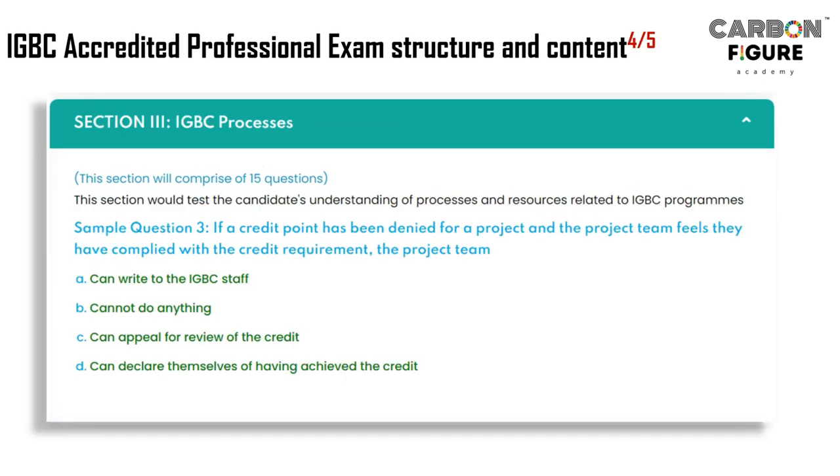Section 3, IGBC related processes, again has 15 questions. This section would test the candidate's understanding of processes and resources related to IGBC programs. Right. So if a credit point has been denied for a project and the project team feels they have complied with the credit requirement, the project team can write to the IGBC staff, cannot do anything, can appeal for review of the credit, or can declare themselves as having achieved the credit.